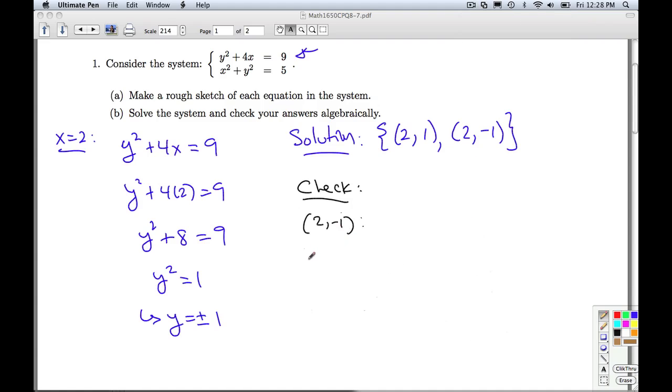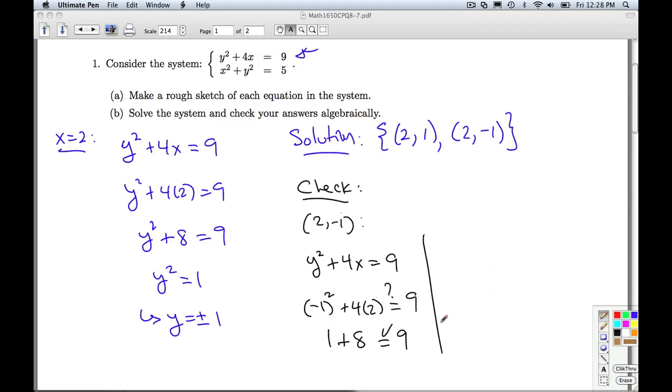All right, to check (2, -1) in the first equation, we substitute -1 in for y and 2 for x. Once again, 1 plus 8 does in fact equal 9. We plug it into the other equation. Plug in x is 2, y is -1. And once again, 4 plus 1 does equal 5. So that's solving the system and checking the answer algebraically. So that does it for number 1.